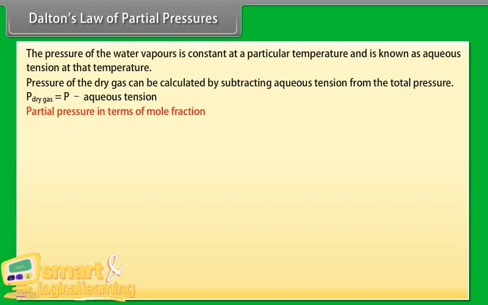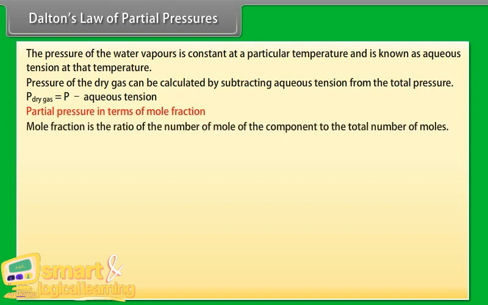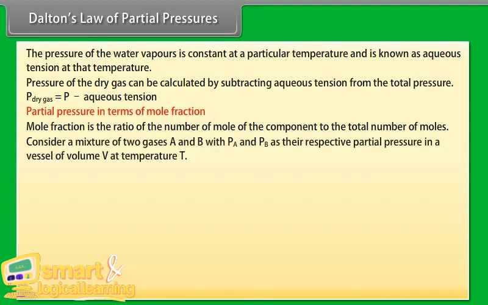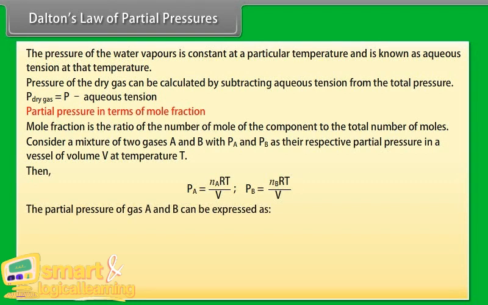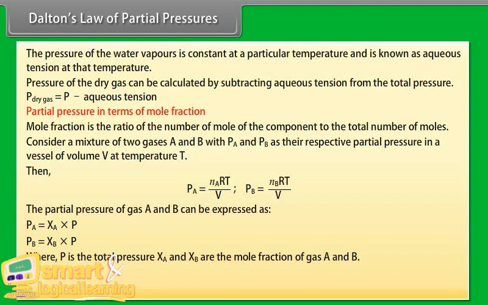Partial pressure in terms of mole fraction. Mole fraction is the ratio of the number of moles of the component to the total number of moles. Consider a mixture of two gases A and B with PA and PB as their respective partial pressures in a vessel of volume V at temperature T. Then, PA is equal to nA RT by V, PB is equal to nB RT by V. The partial pressures of gas A and B can be expressed as PA is equal to XA into P, PB is equal to XB into P, where P is the total pressure, XA and XB are the mole fractions of gas A and B.